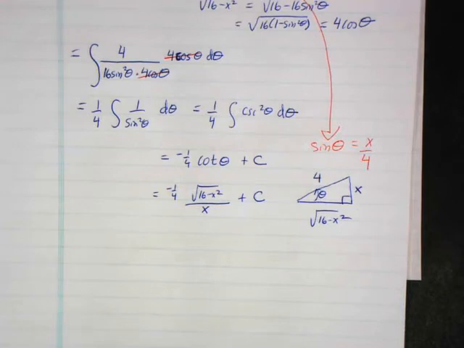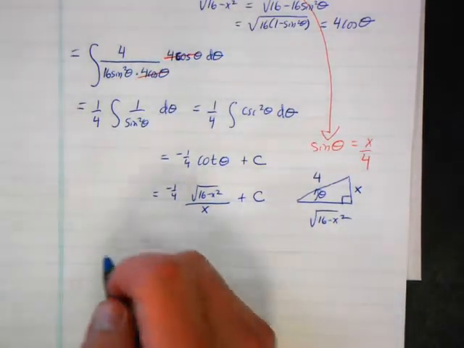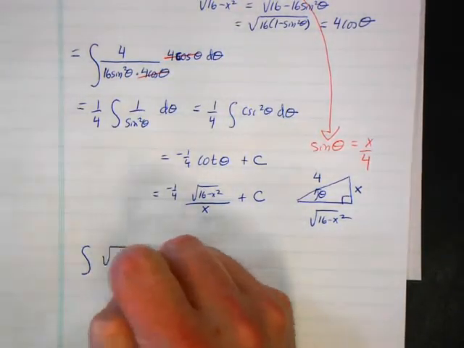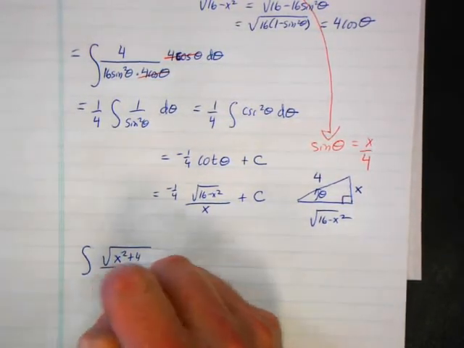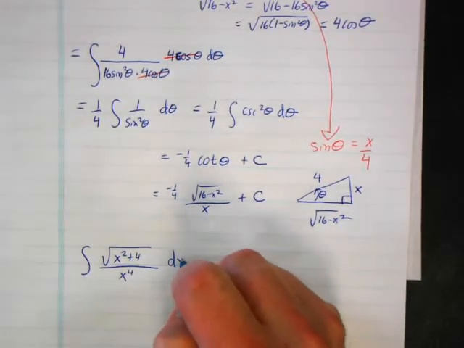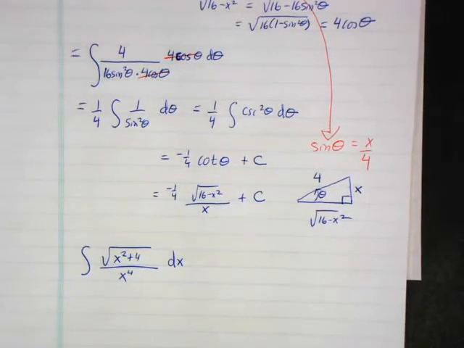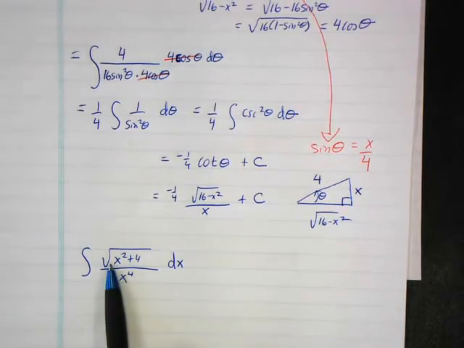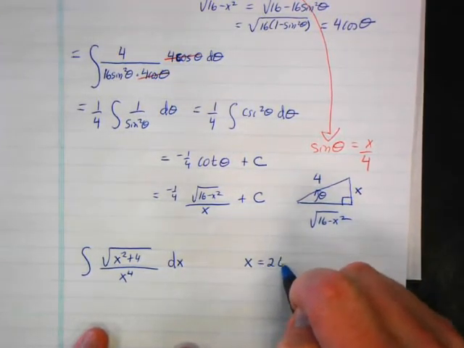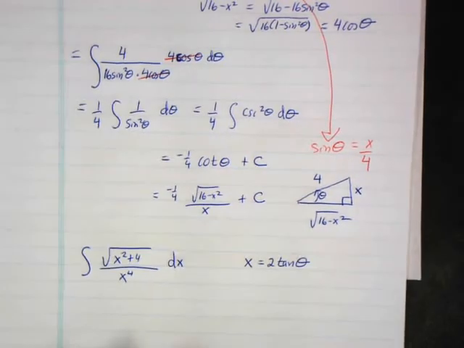How about the integral of the square root of x squared plus 4 divided by x to the 4th dx. All right, so we got to flip back, and we got to look on our chart. What do you do when you have square root of x squared plus 4? What was our substitution? x equals 2 tan theta. So x is going to be 2 tan theta.